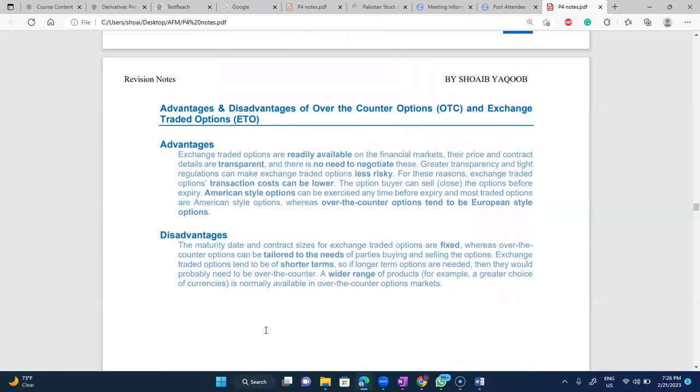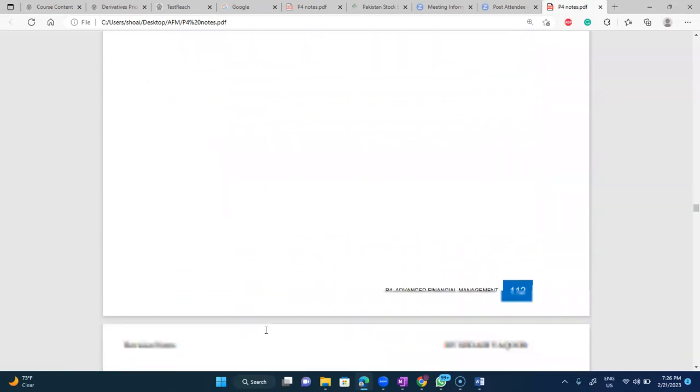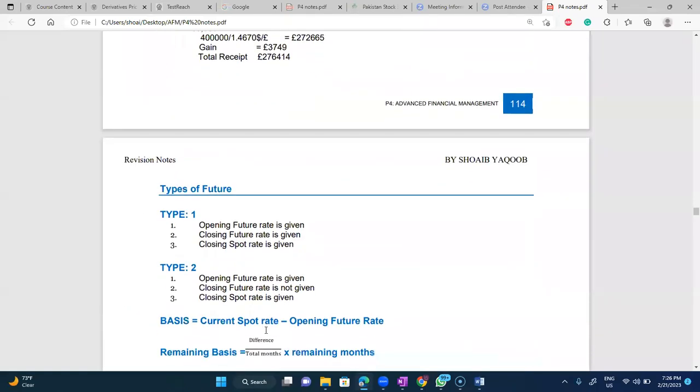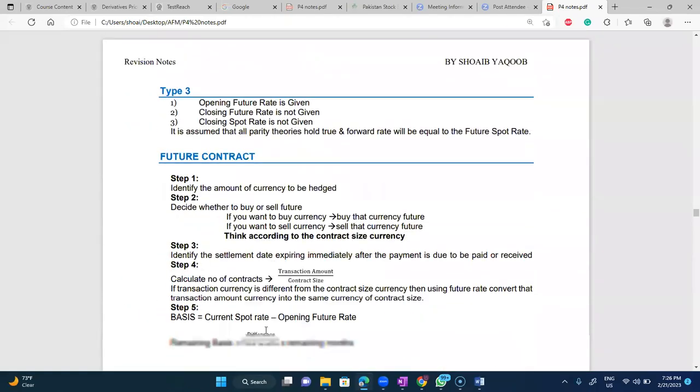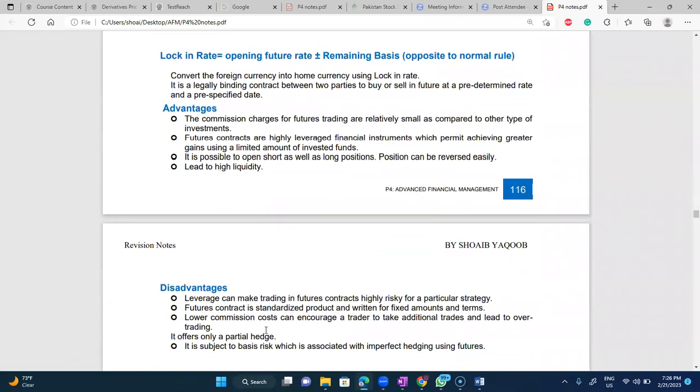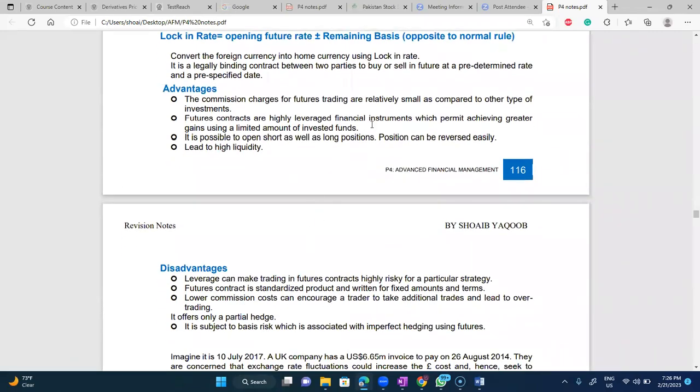Over the counter option and exchange traded option. These are the future contracts. You should know the comparison between future and forward. Advantage. Commission charges of future trading are relatively small. Future contracts are highly leveraged financial instrument. You only have to pay lower amount and you can enter into a large transactions. Future contracts are leverage instruments. Leverage means you will pay very small amount in a margin.